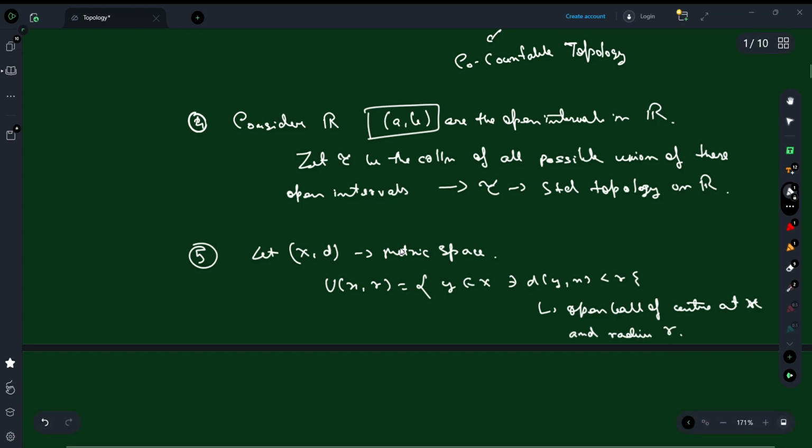So again, if you consider all possible unions of these open balls over the elements x in X, then that also forms a topology. That is usually called the standard topology of a metric space. We also use the term topology generated by the open balls. In the case of R, it's called the topology generated by open intervals. Okay. Clear?